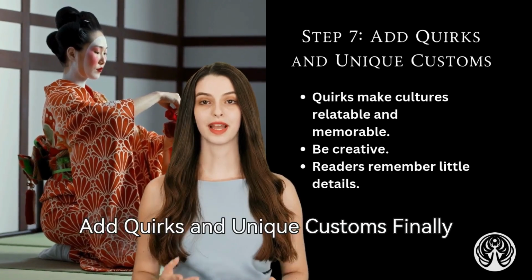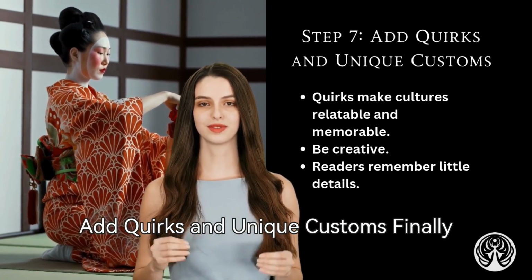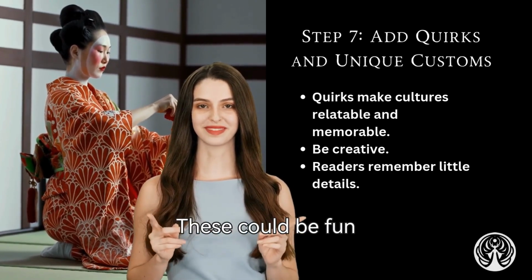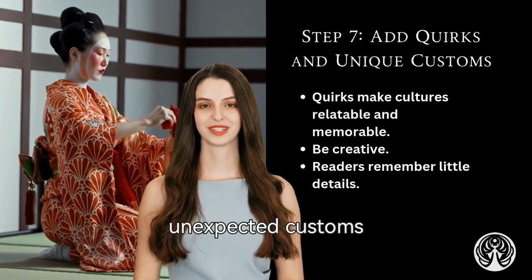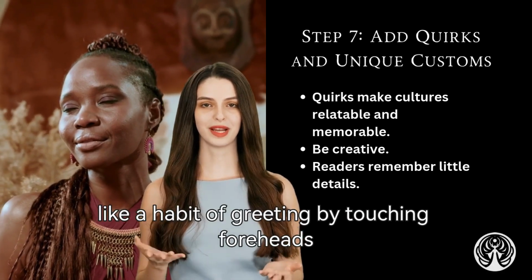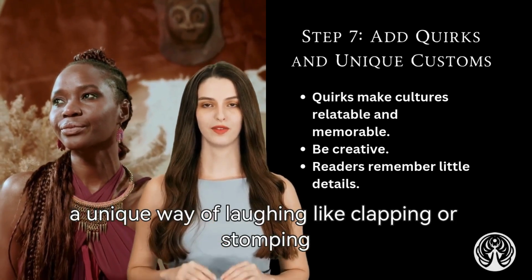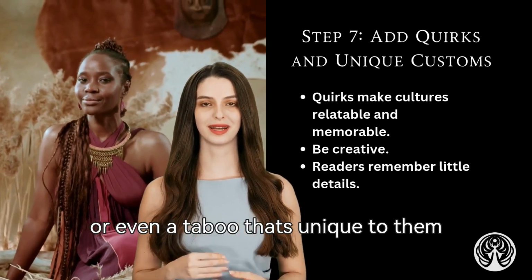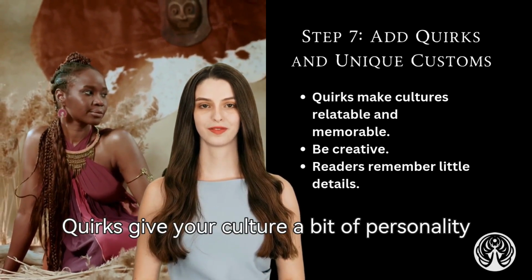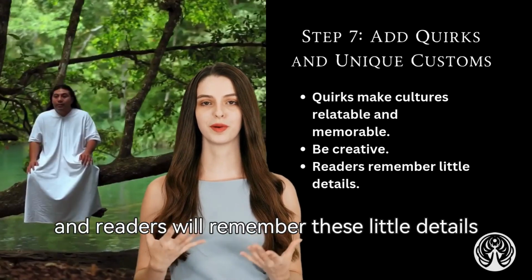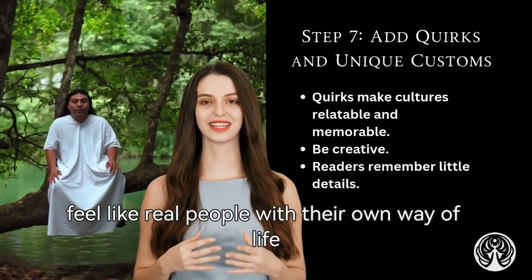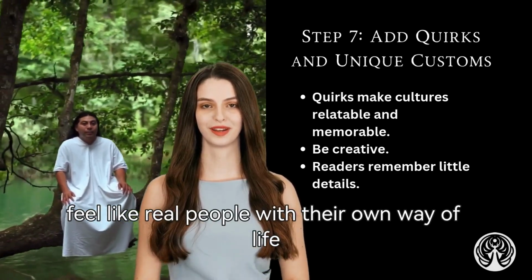Step 7. Add quirks and unique customs. Finally, add a few quirks to make the culture memorable. These could be fun, unexpected customs, like a habit of greeting by touching foreheads, a unique way of laughing like clapping or stomping, or even a taboo that's unique to them. Quirks give your culture a bit of personality, and readers will remember these little details. They also make it easier for your characters to feel like real people with their own way of life.